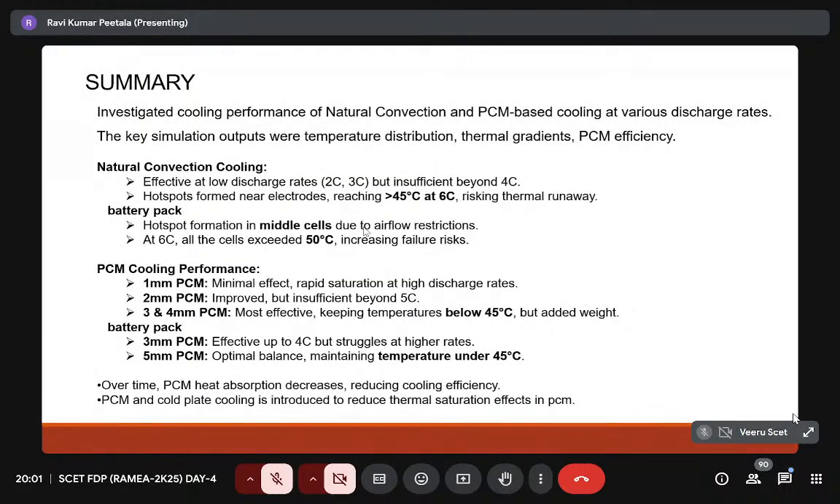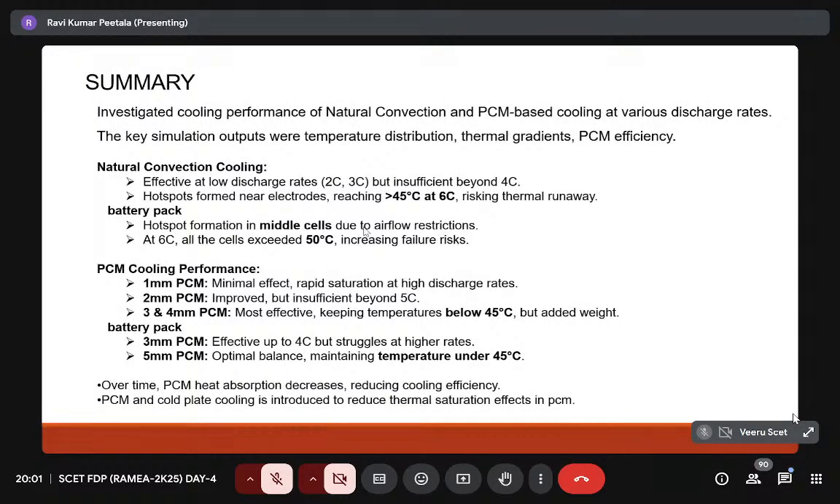And so as I conclude here, 3 mm PCM is effective up to 4 C, but struggles at higher rates, and 5 mm is the optimum balance. The maximum temperature is within 45 degrees. Over the time, PCM heat absorption decreases, reducing the cooling efficiency. That is what I said.